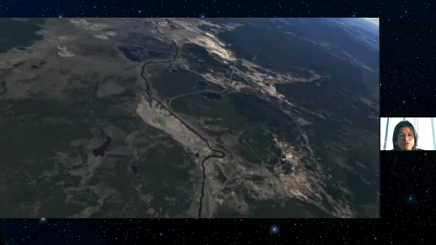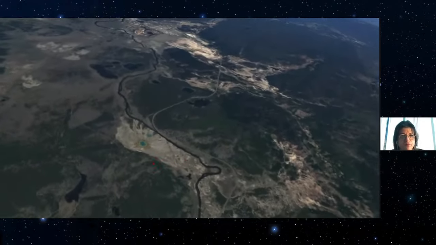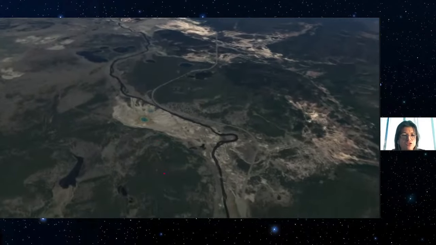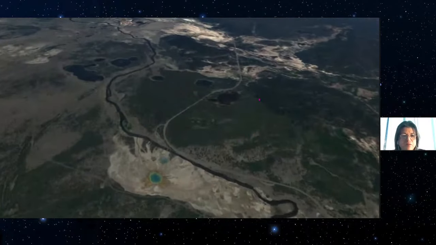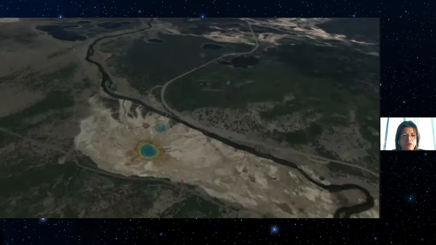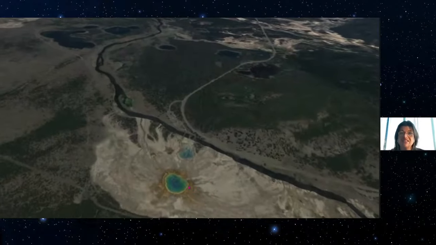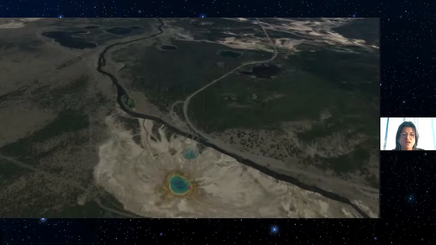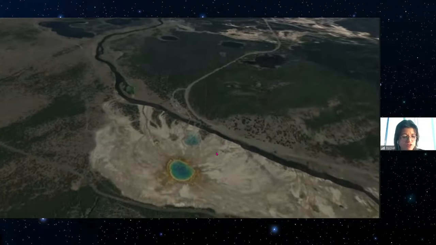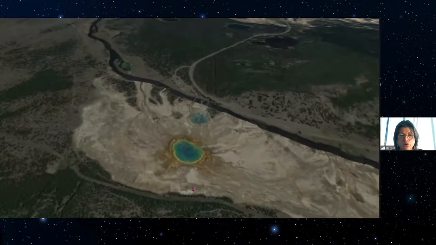So this is Grand Prismatic Spring. It is in Yellowstone National Park. It has these gorgeous colors like a rainbow. And that's because the microorganisms that live here are called the thermophiles. Thermo is heat, phile is love. They love heat. Really hot, 200 to 300 degrees Fahrenheit in these boiling springs.